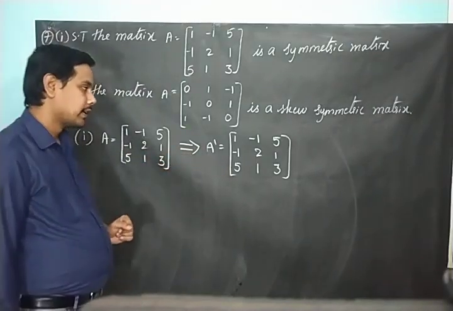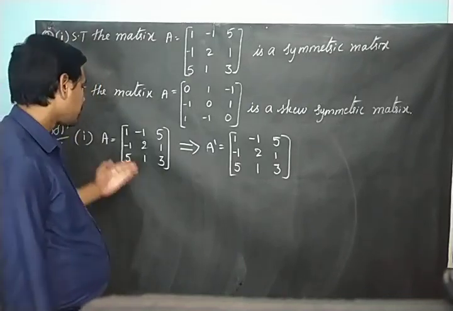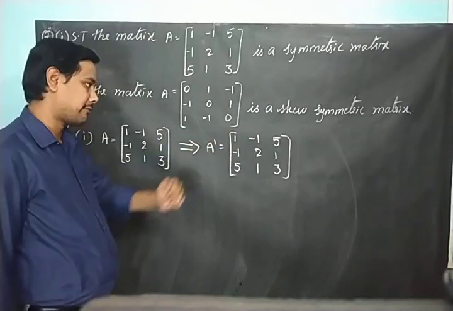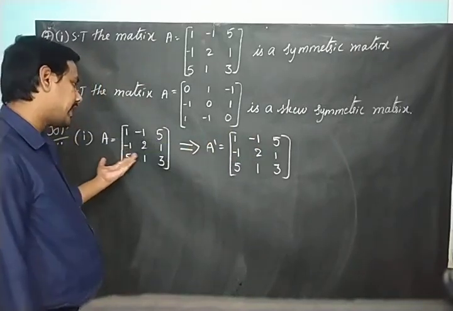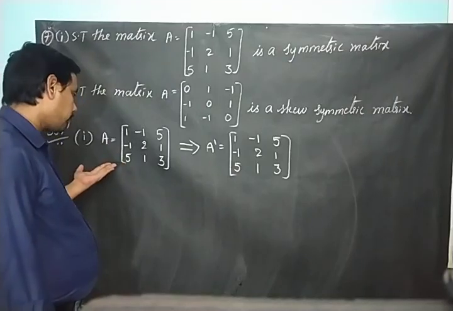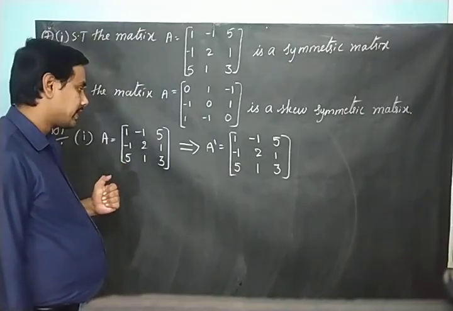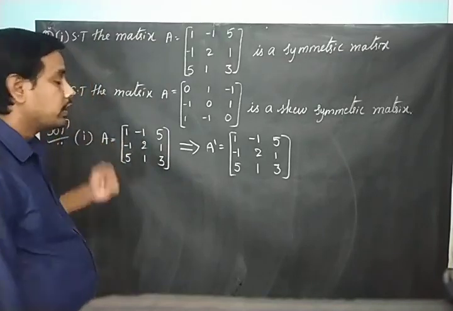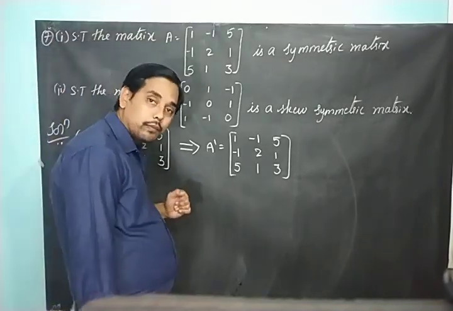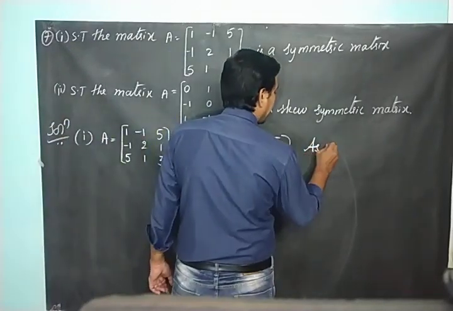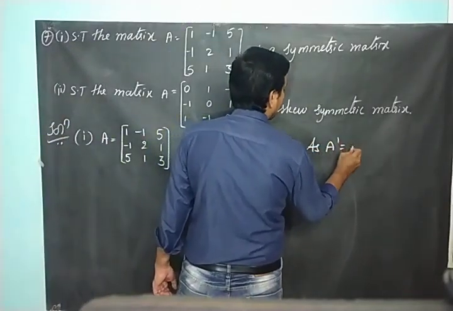Now check whether they are equal. Definitely, because the first row is 1, minus 1, 5, and there also we have 1, minus 1, 5. In the second row we have minus 1, 2, 1. There also minus 1, 2, 1. In the third row, 5, 1 and 3. Here also we have 5, 1 and 3. So we can conclude that A dash is equal to A.